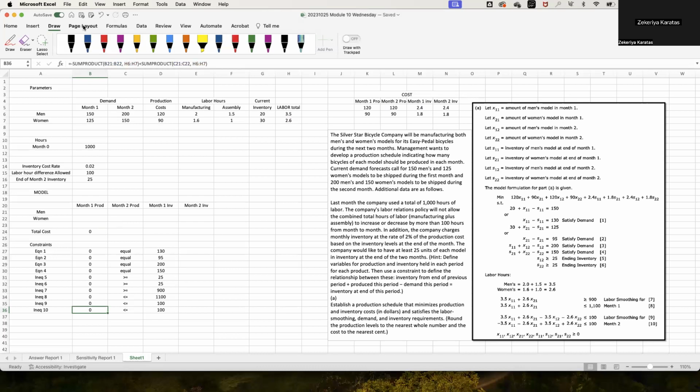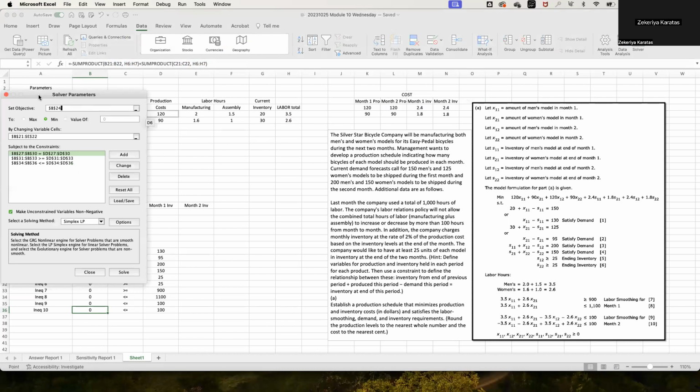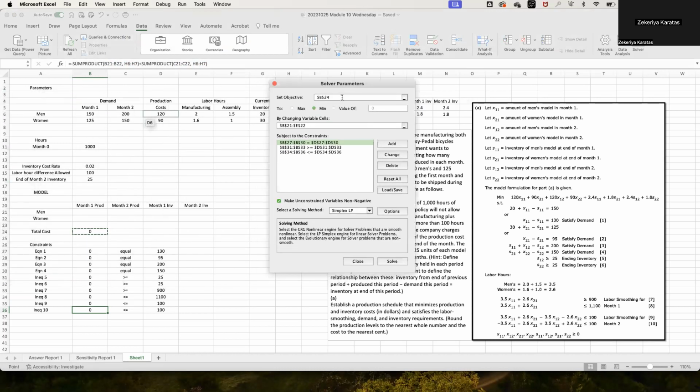So let's go into Data, and then I go to Solver. On the Solver, I'm going to go over this. This is my total cost function. That's my objective function, and just make sure you choose the correct one. And for the second part, please make sure you choose the correct type. We are trying to minimize the cost, so that's why you have to choose minimum.